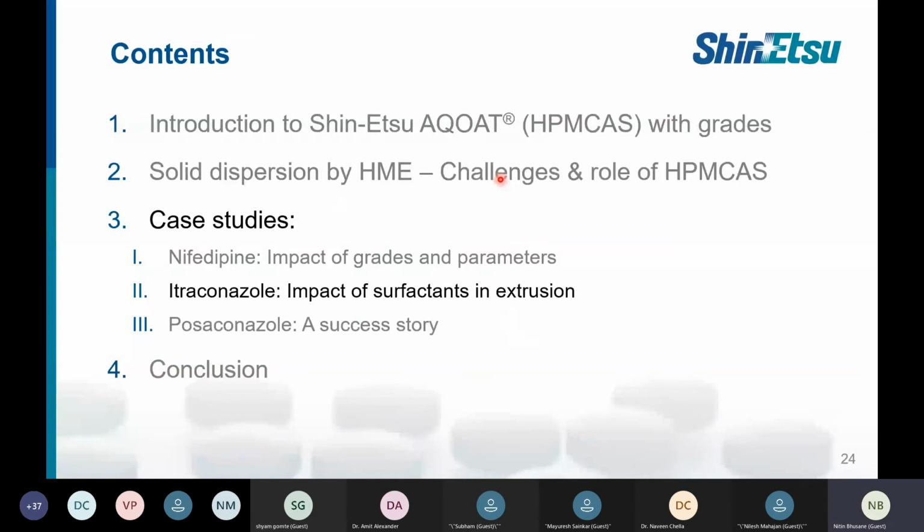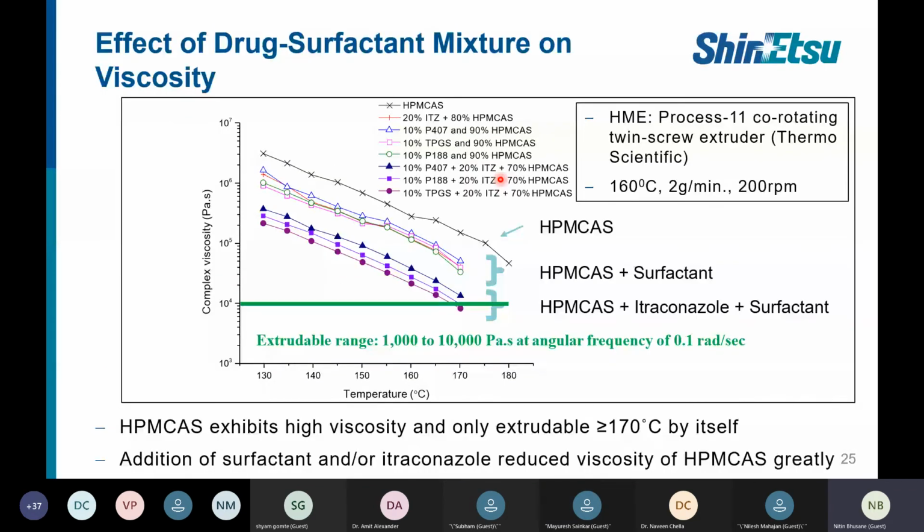So the next case study is itraconazole and the impact of surfactant in extrusion. This is based on a study conducted by some international university, from an external article we got. They ran HPMC AS plain as well as along with some surfactant, and along with HPMC AS and surfactant, they also introduced itraconazole as a model drug.